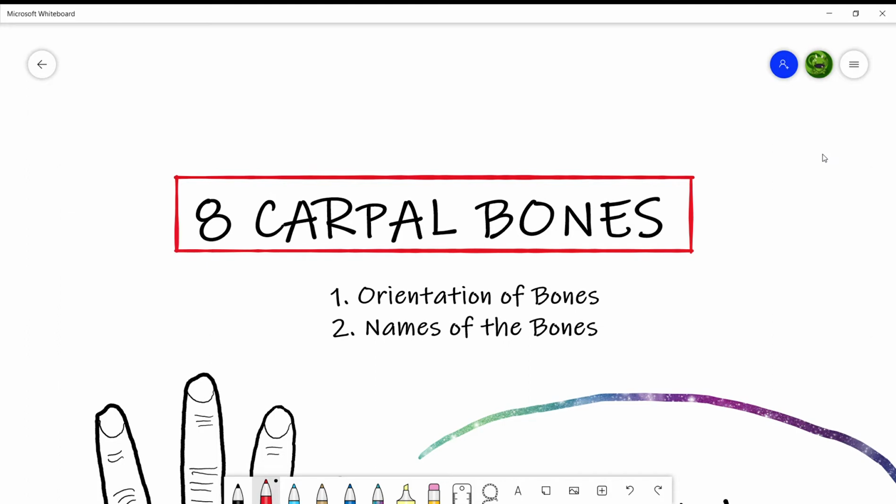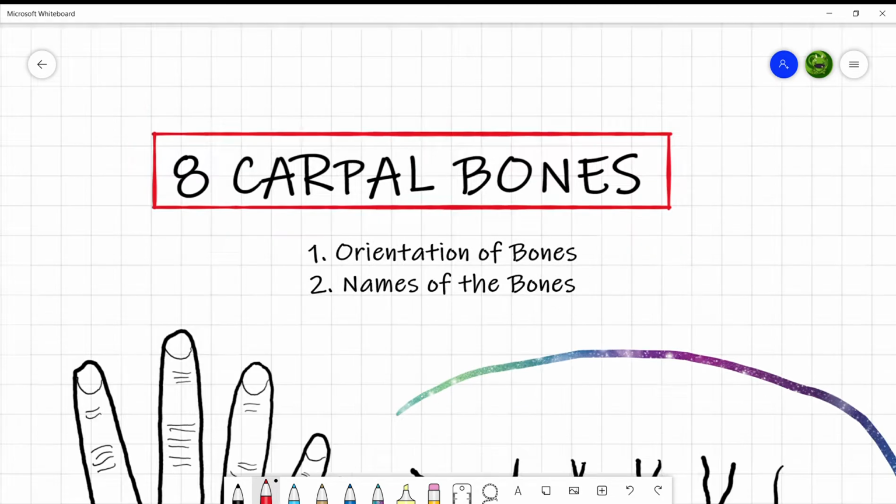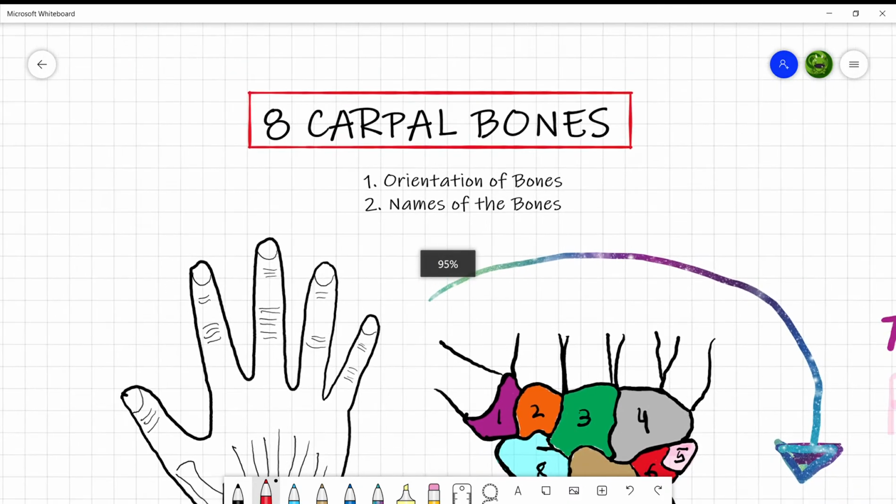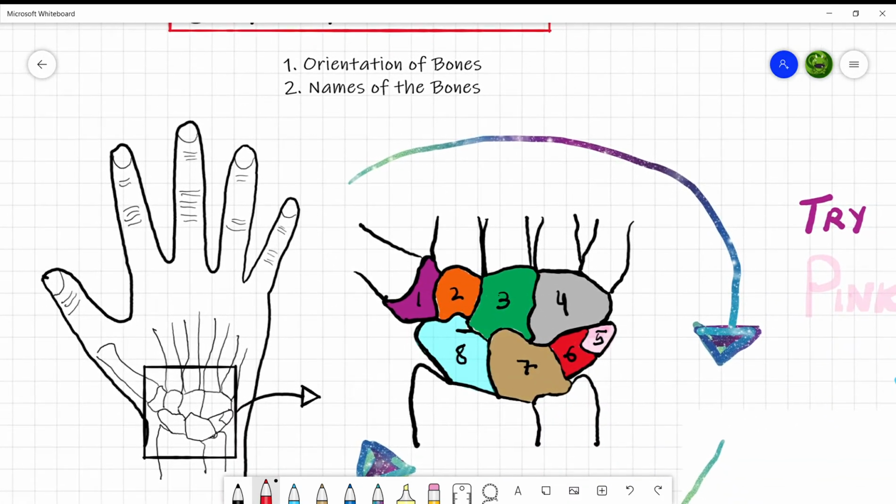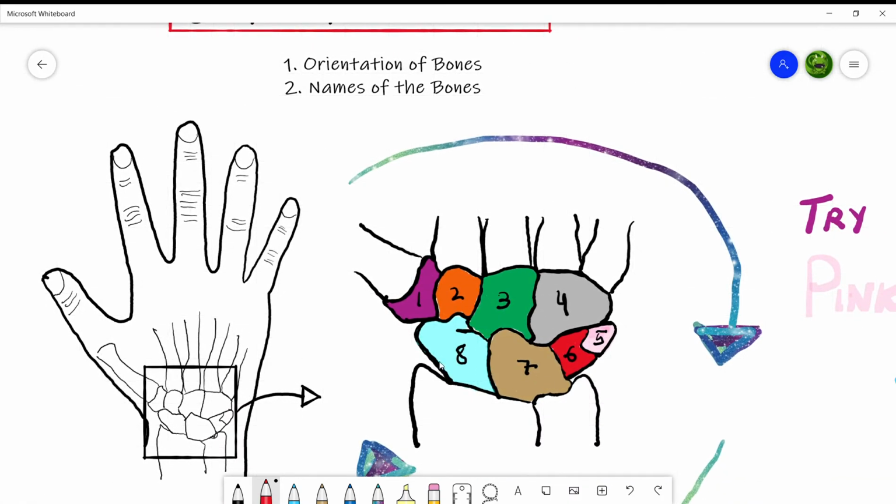So today's video is about carpal bones of the hand. We all know that there are 8 carpal bones of the hand that are divided into 2 rows. The proximal row that is near to radius and ulna, and the distal row that is further away from the ulna, right? There are 4 bones in each row, 4 in distal row and 4 in proximal row.